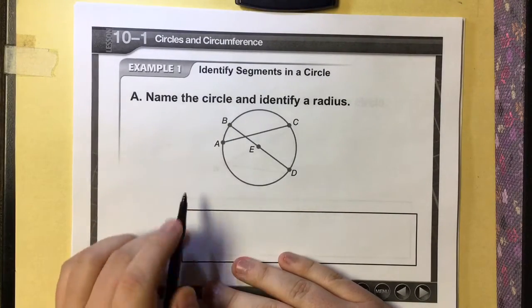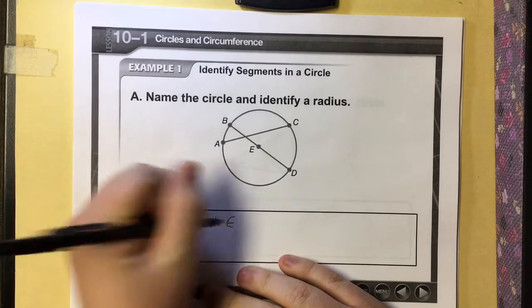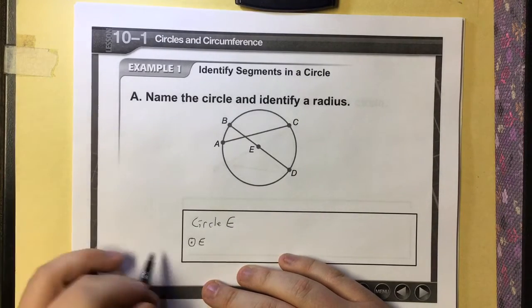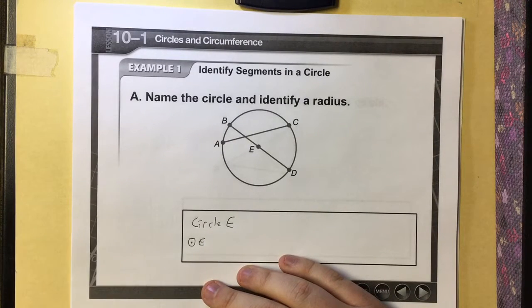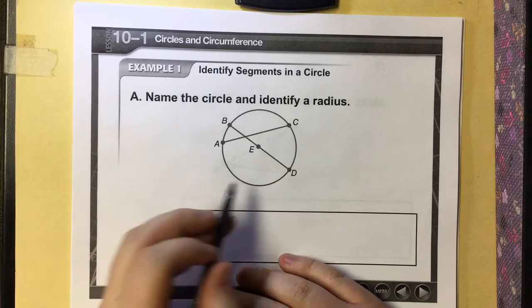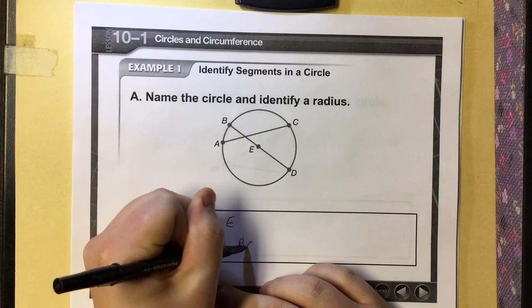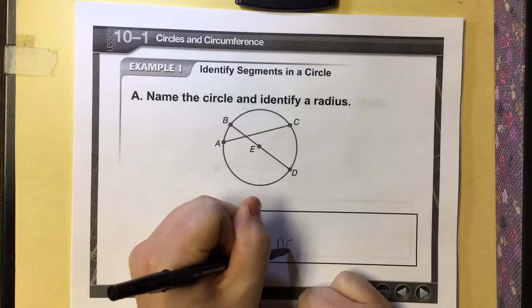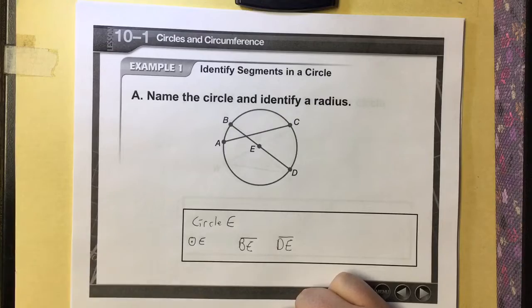To name the circle and identify a radius, we can call this circle E. You will often see this named as circle E. I usually write out the word because I'm not very good at drawing that picture of a circle, but it's a circle with a dot in the middle. We name a circle by the center of the circle. To name a radius, we could say a radius is segment BE, or we could call a radius segment DE. BE and DE are both radii of that circle. Those are the only two options.